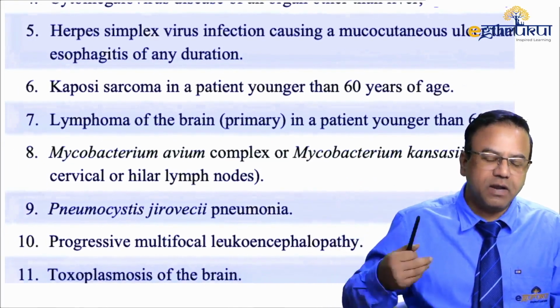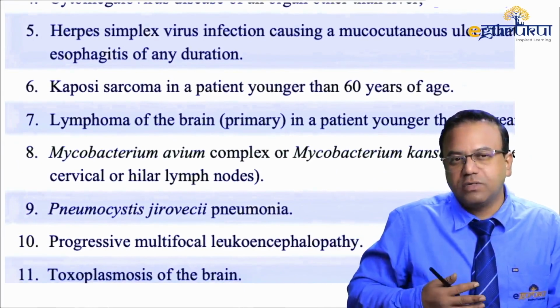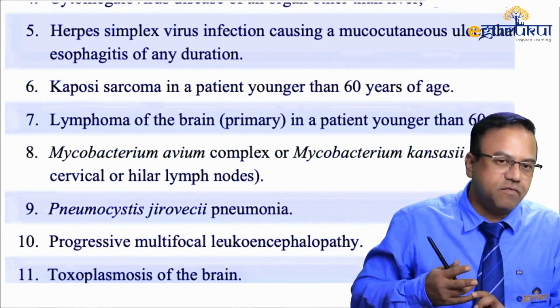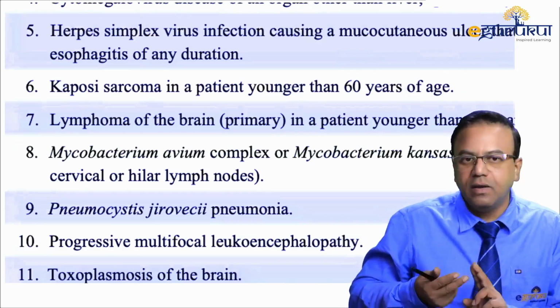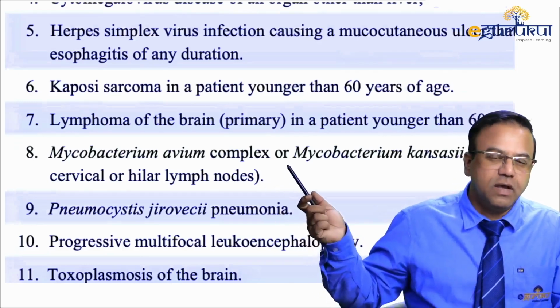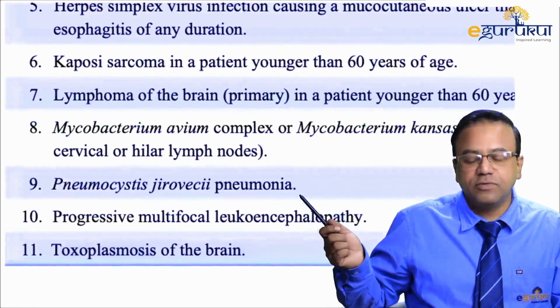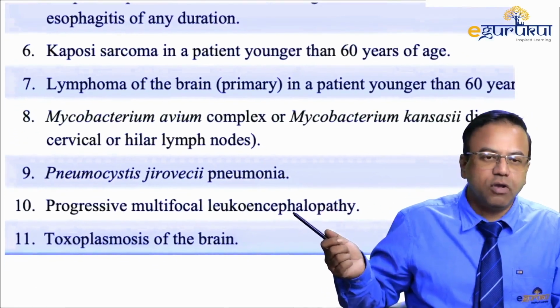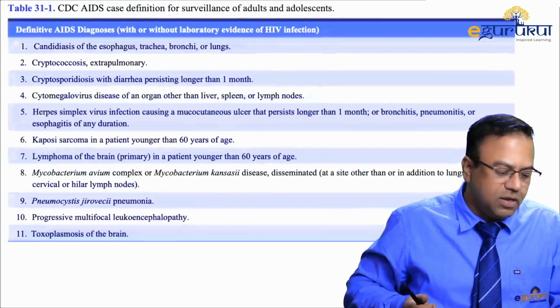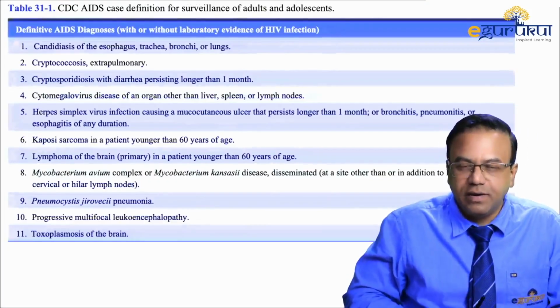Mycobacterium avium, I told you, typically occurs when the CD4 count is less than 50. So CD4 counts less than 50 include Mycobacterium avium and CMV retinitis. Those two things mean the CD4 count must be very, very low for this infection to occur. Pneumocystis pneumonia, CD4 count less than 200, progressive multifocal leukoencephalopathy and toxoplasma of the brain. All these are what we refer to as the AIDS-defining diagnosis.